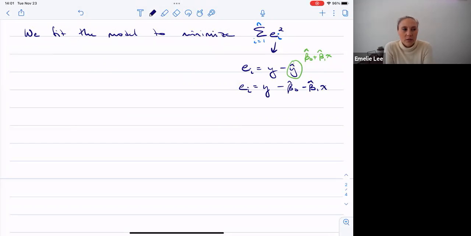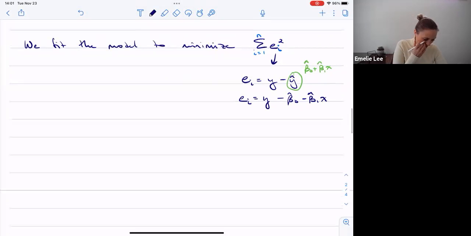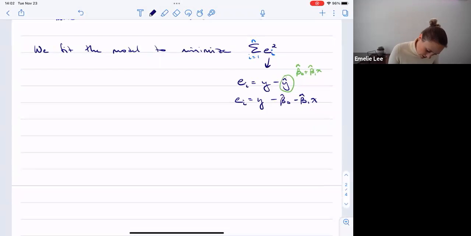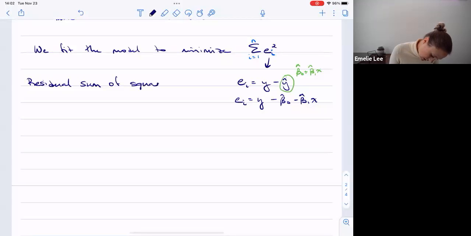Okay. So really what we have is we say that the residual sum of squares, which is really the residual squared and then the sum, right? But it just sounds nicer if you call it the residual sum of squares, because then we can call it the RSS, is the sum from i equals 1 to n.